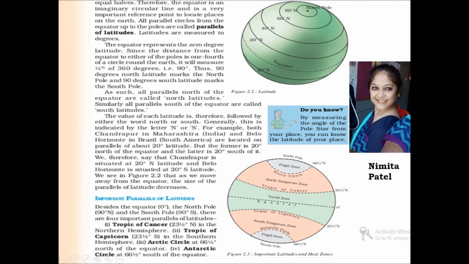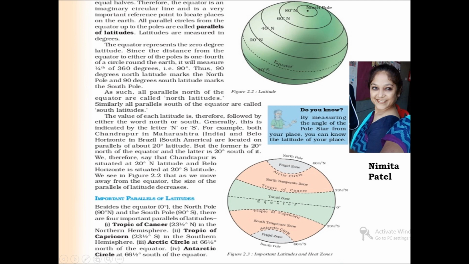Important parallels of latitudes. Besides the equator, which is 0 degree, the North Pole is 90 degree north and the South Pole is 90 degree south. There are 4 important parallels of latitude. Tropic of Cancer, that is 23.5 degree north in the northern hemisphere. Tropic of Capricorn, 23.5 degrees south in the southern hemisphere. Arctic Circle, 66.5 degree north of the equator. Antarctic Circle at 66.5 degrees south of the equator.